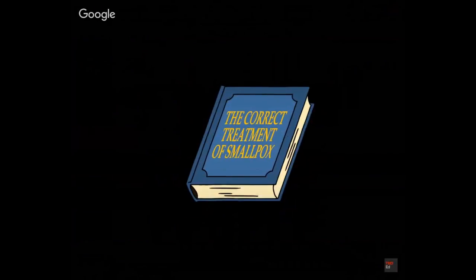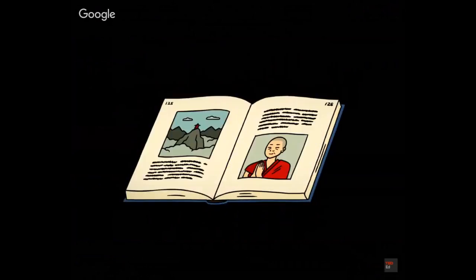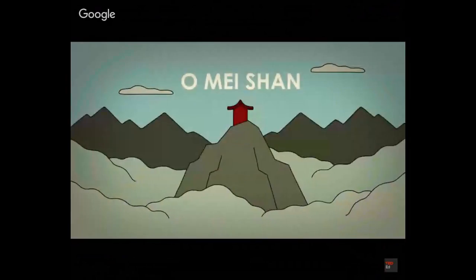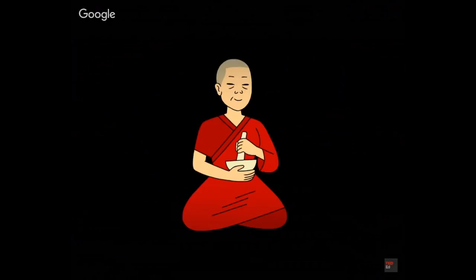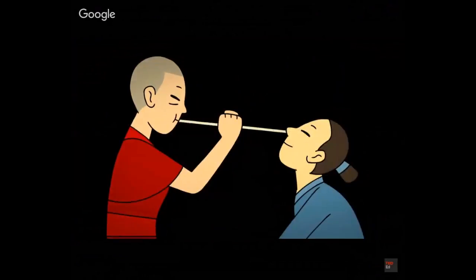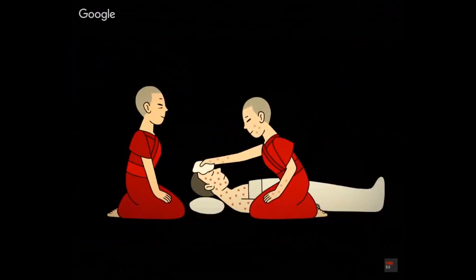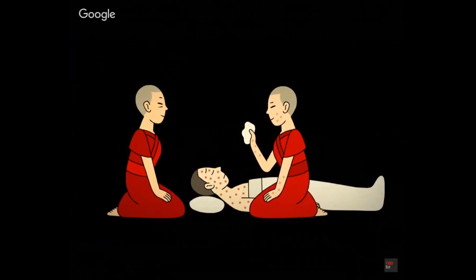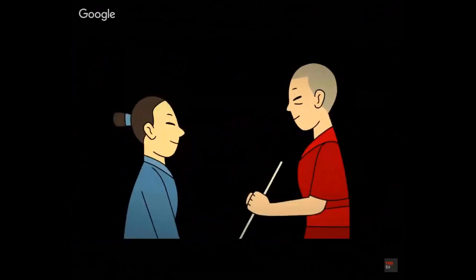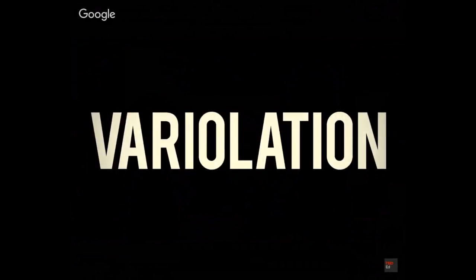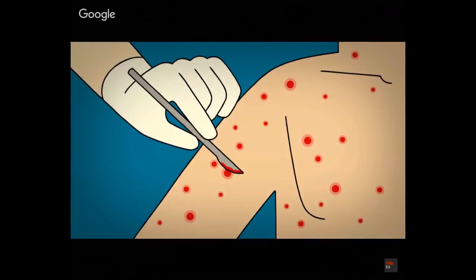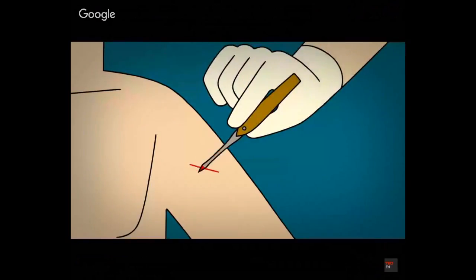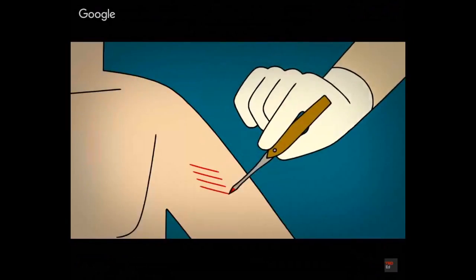According to a small book called The Correct Treatment of Smallpox, a Buddhist nun living in a famous mountain named Omei Shan in the southern province of Sichuan would grind up smallpox scabs and blow the powder into nostrils of healthy people. She did this after noticing that those who managed to survive smallpox never got it again, and her odd treatment worked. The procedure, called variolation, slowly evolved, and by the 1700s, doctors were taking material from sores and putting them into healthy people through 4 or 5 scratches on the arm.